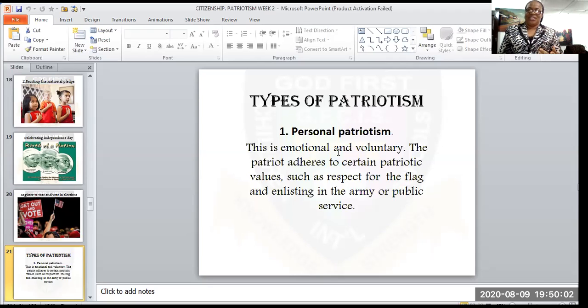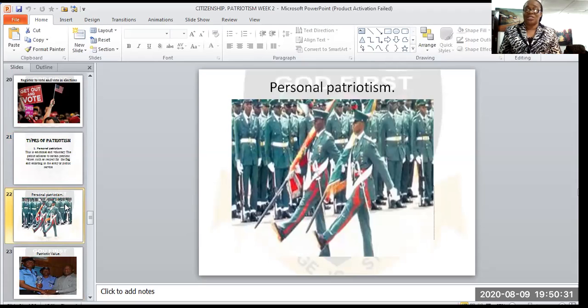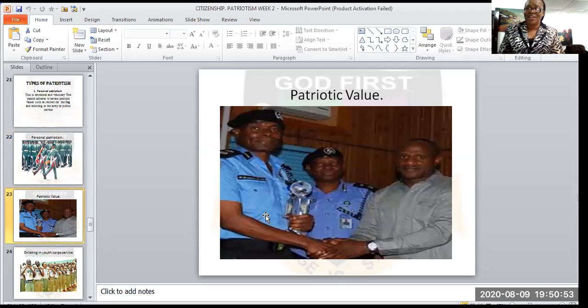You wish to do it for the nation. You stand up and stand out to do something great, like enlisting in the army or in the public service. Yes, it is a patriotic act. So let's look at further slides on that. Joining the army is a personal patriotism. It's your choice. This is what you want to do, to help Nigeria develop, to help Nigeria attain its greatness. Your own quarter, this is what you intend to do. That is personal patriotism. Then we have patriotic values.